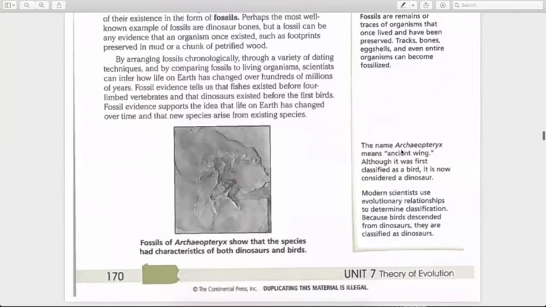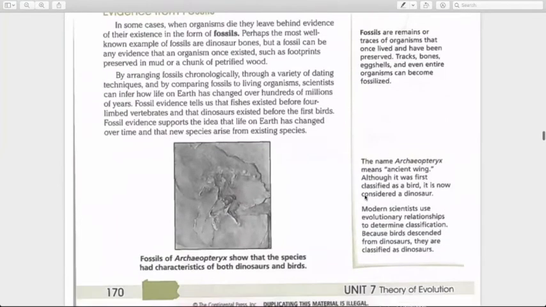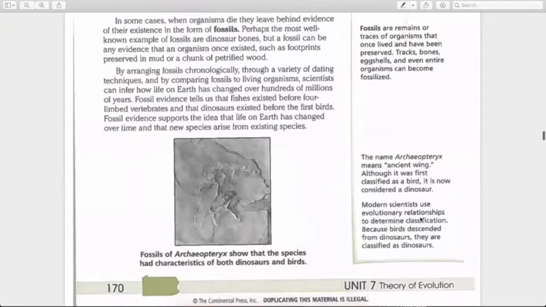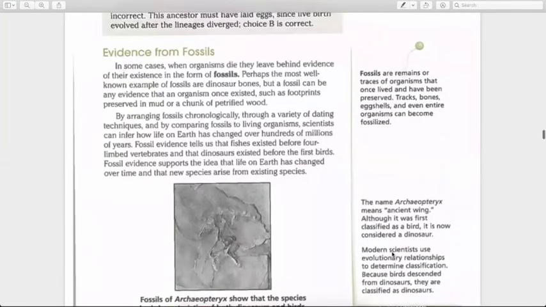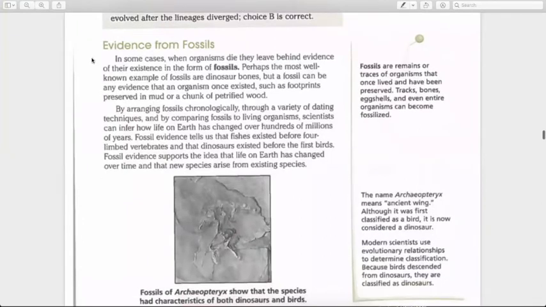The name Archaeopteryx, oh, we're going to talk about that guy, excellent, means ancient wing. Although it was first classified as a bird, it is now considered a dinosaur. Modern scientists use evolutionary relationships to determine classification because birds descended from dinosaurs. They are classified as dinosaurs. Cool. All right, so let's talk about this fossil evidence.